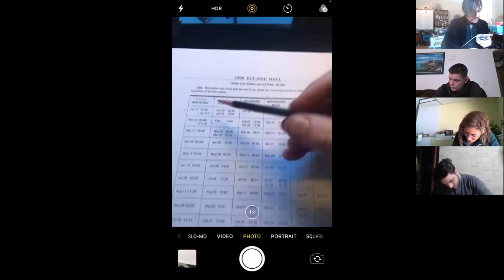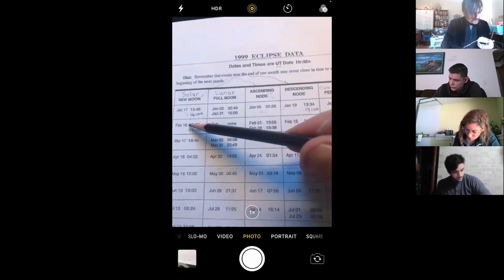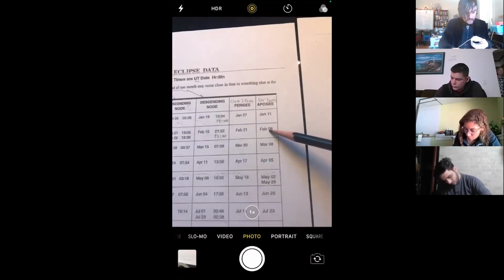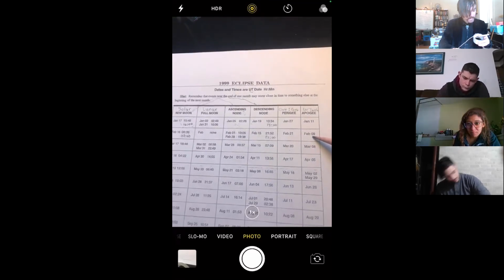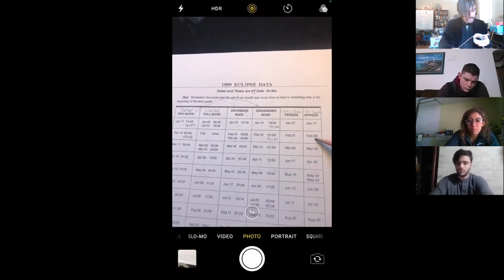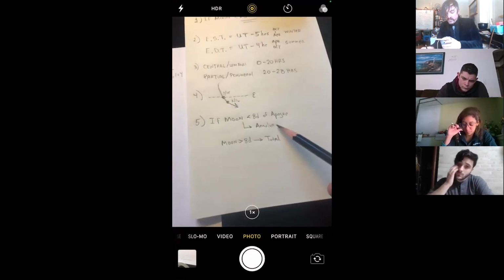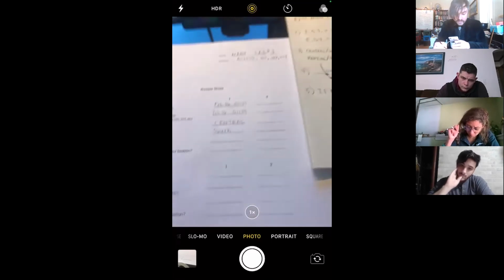Okay, our eclipse happened on Feb 16. Our apogee was Feb 9. How many days apart are they? 7. That means we actually got an annular eclipse on this day.